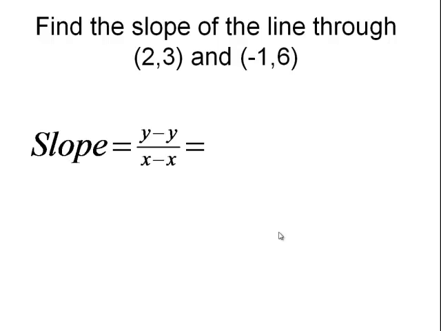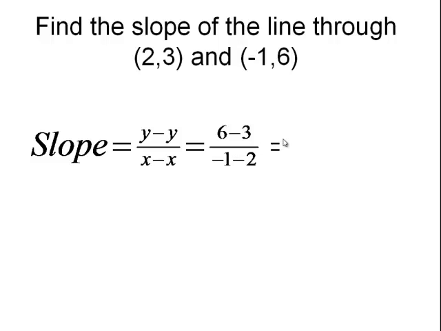Now slope is defined as the y minus the y divided by the x minus the x. As long as the first two components come from the same point, and the second two components, the y and the x, come from the same point, the order doesn't make any difference. In this particular case, I decided to go 6 minus 3, negative 1 minus 2. You could have gone 3 minus 6 and 2 minus negative 1. It doesn't matter, you'll get the same slope. You just have to pick one of the points to start with in both cases.